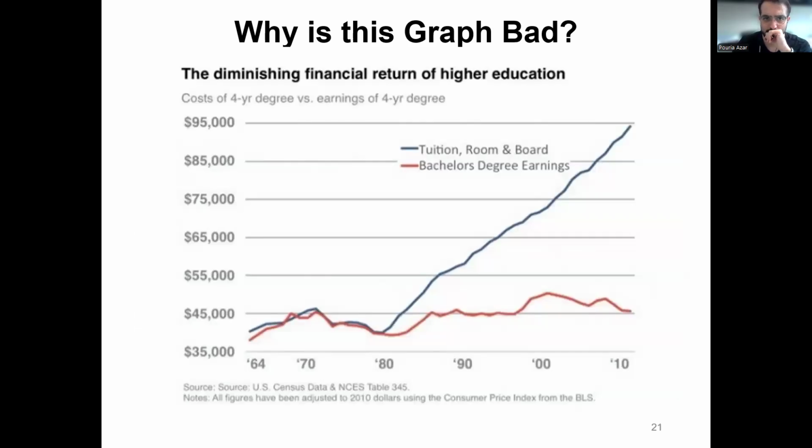And this one says the diminishing financial return of higher education. And on the x-axis, the intervals are not equal. So it's like 64, 70, 80, 90, and 2000, 2010. So it doesn't show equal intervals on the x-axis.